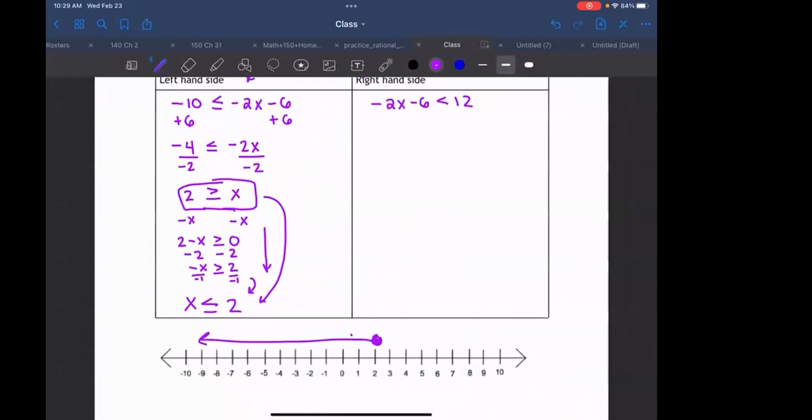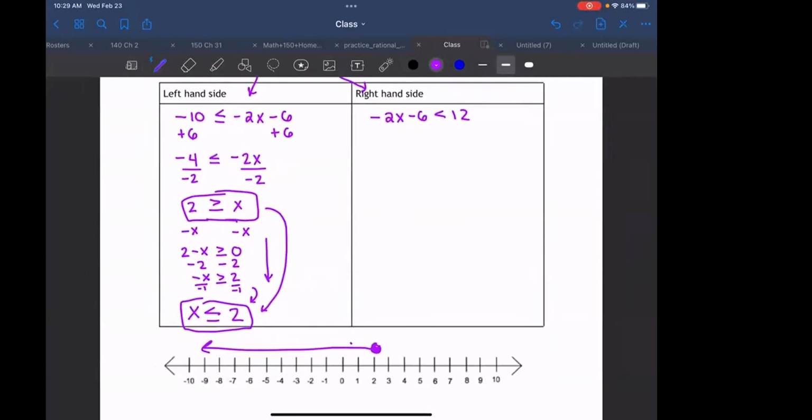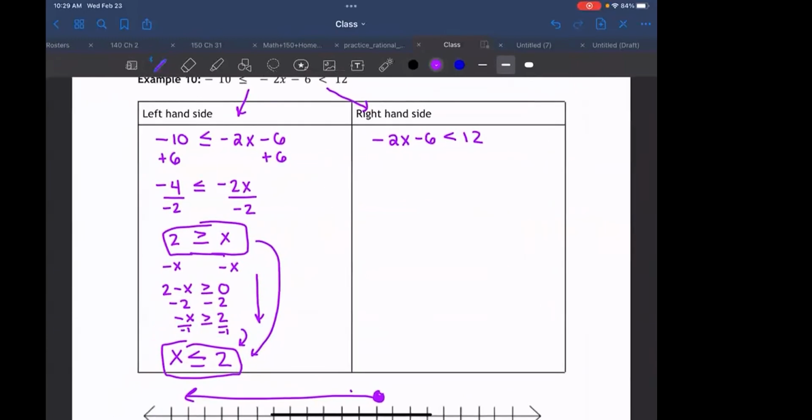Okay, so 2 ways to write our answer. 2 is bigger than or equal to x, or x is less than or equal to 2. Both work. Whichever one you feel more comfortable graphing is what I recommend you to do. Okay. Any questions on how we got either answer for the left-hand side? Okay. Let's do the right-hand side real quick.